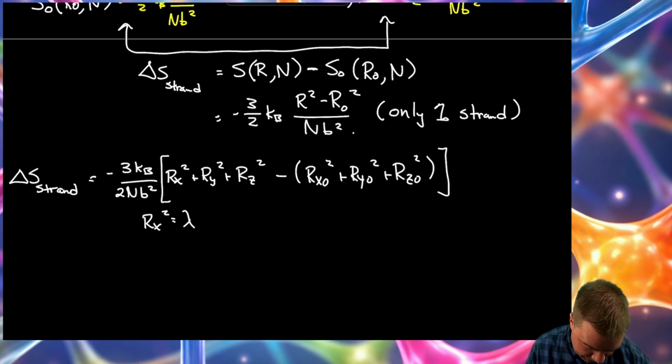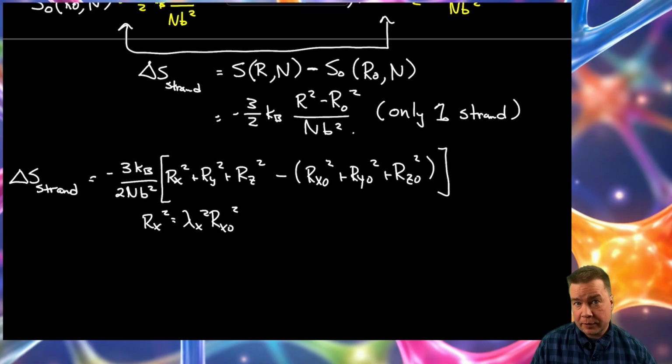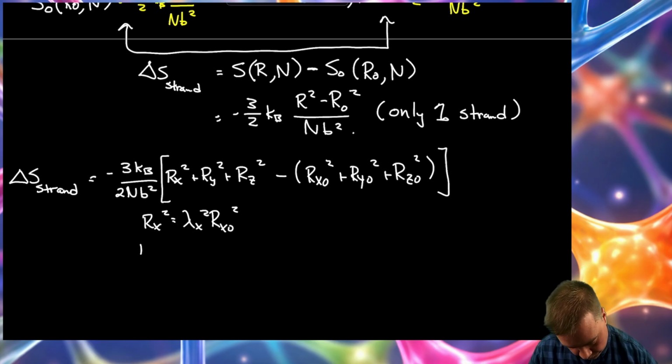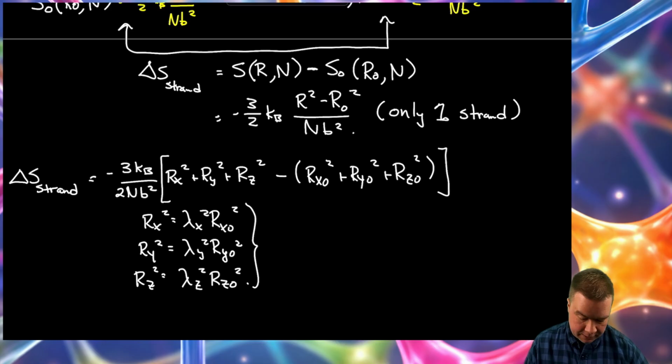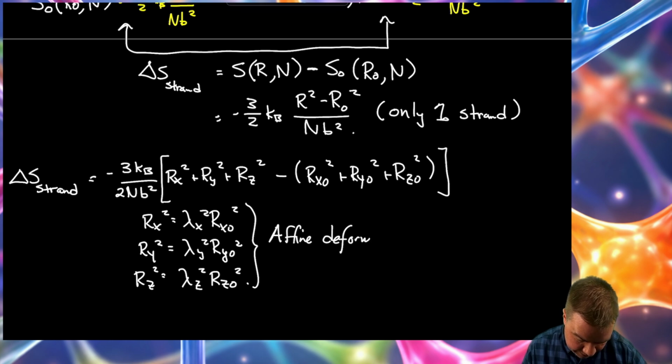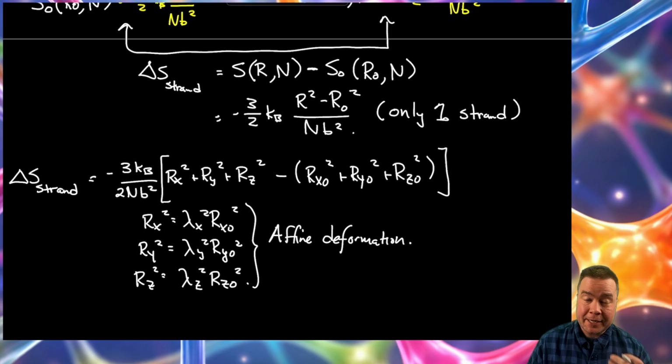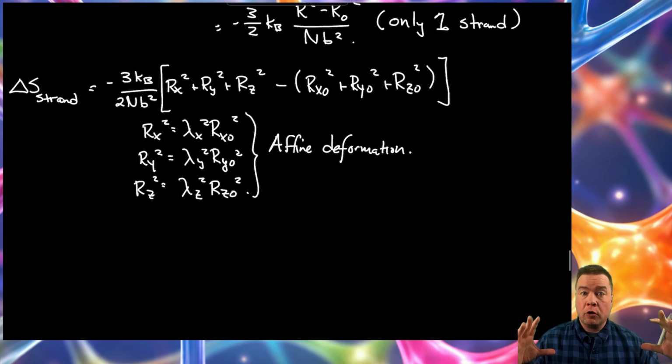And now Rx squared is going to be lambda x squared times Rx0 squared. That's what the elongation factor is telling us along with the affine deformation assumption. Ry squared is going to be lambda y squared, Ry0 squared, and Rz squared is equal to lambda z squared, Rz0 squared. Okay, and again, this comes from the affine deformation assumption. What is happening at the nanoscale is the same thing as what's happening overall to the material.